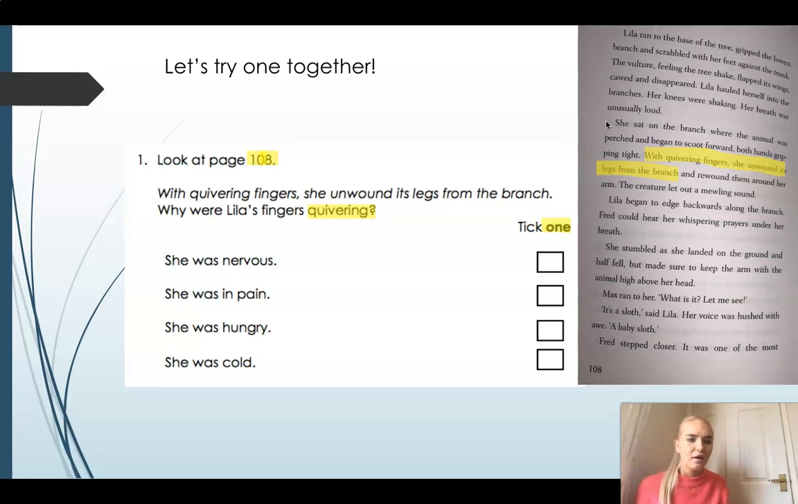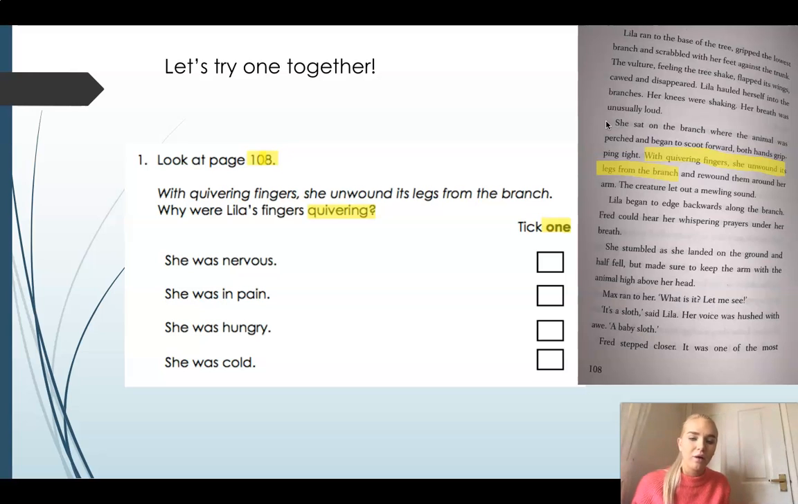Was she nervous? What's telling me that she's nervous? Both hands gripping tight tells me that she's nervous. She's trying to get along this branch. She's gripping really tight so she doesn't fall off, but she also feels quite nervous and she doesn't want to scare the sloth.